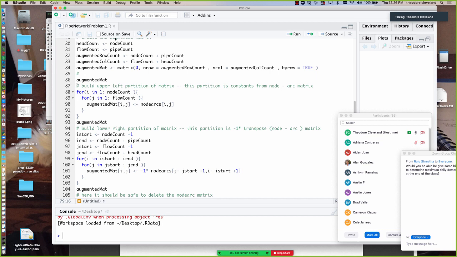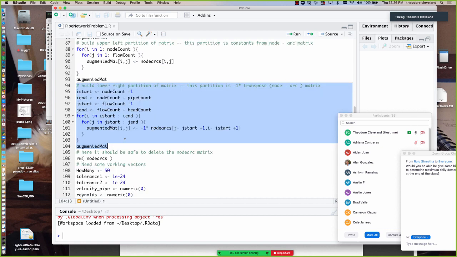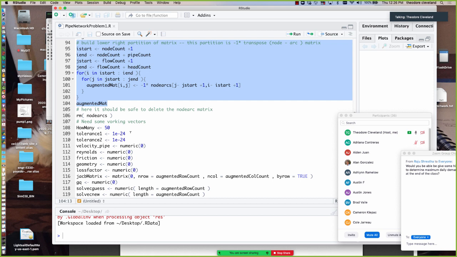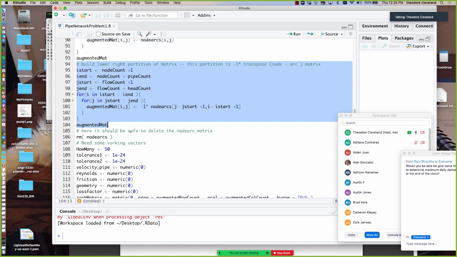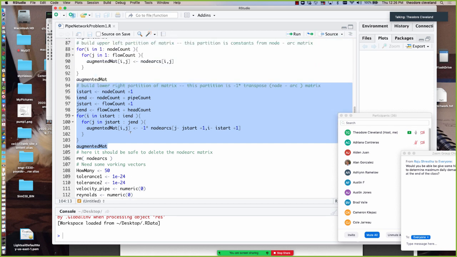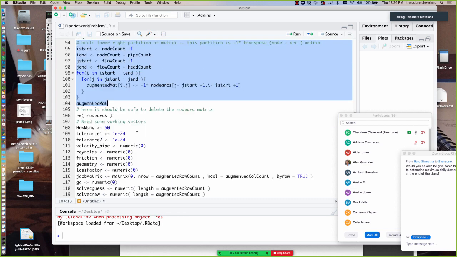So the upper left partition, the matrix, is just the node arc incidence matrix. It's what got read in. The lower right partition is minus 1 times the transpose of the node arc matrix. And then the remaining part gets built on the fly.